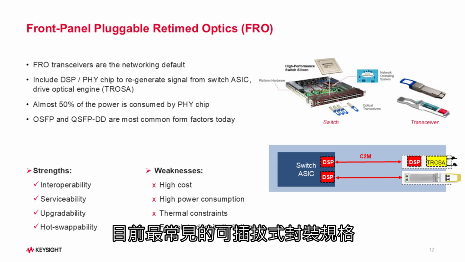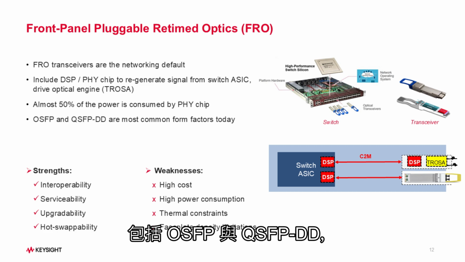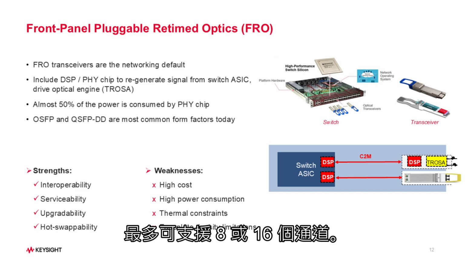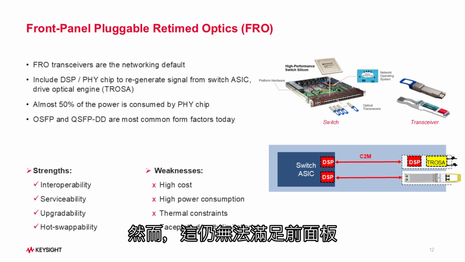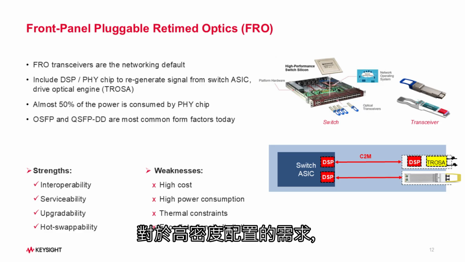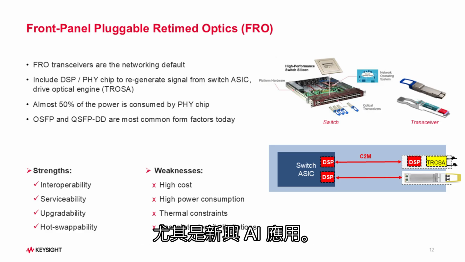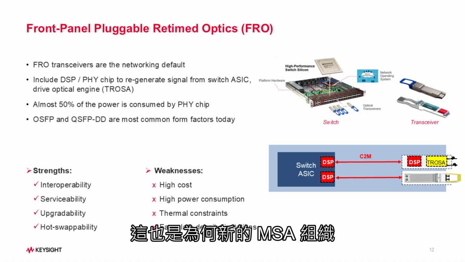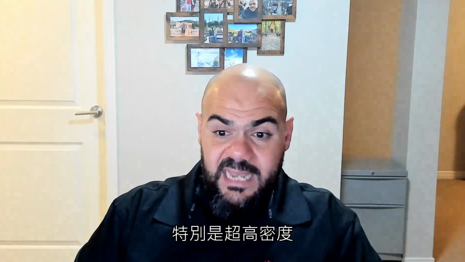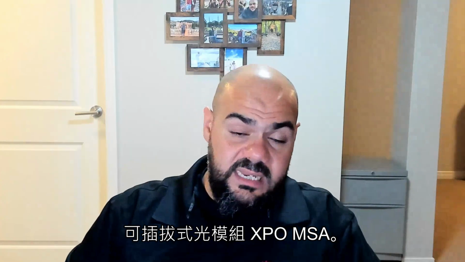The most common form factors for pluggables today are OSFP and QSFP-DD, which can be either 8 or 16 channels maximum, and that falls short of achieving the faceplate density requirements for these new emerging AI applications. This is primarily the reason why new MSAs are forming to define new form factors. And particularly, I'm talking about the extra dense pluggable optics, or the XPO MSA.